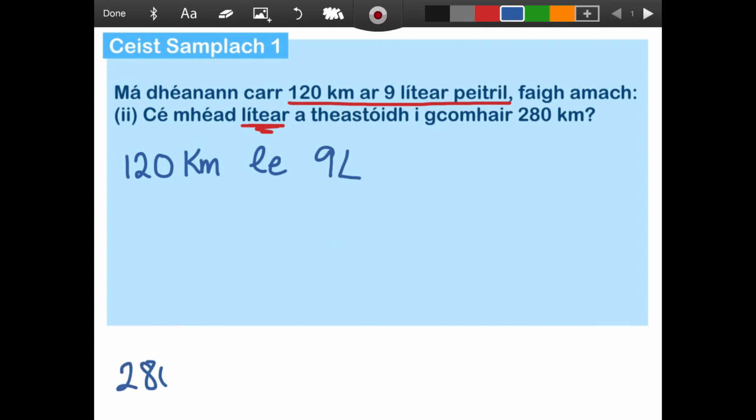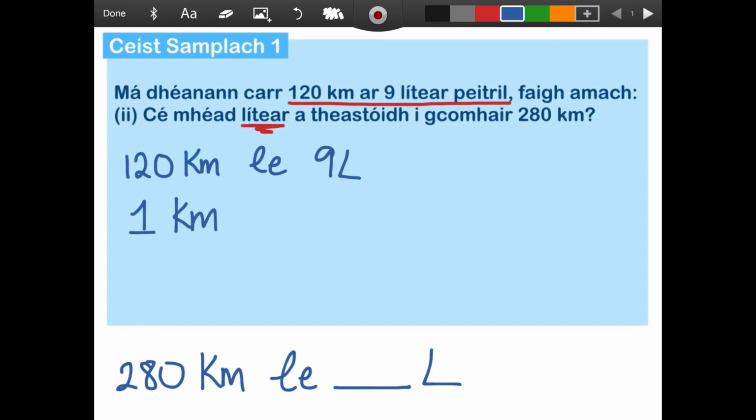And what I'm trying to find out is how many litres will be needed for 280 kilometers. The way I'm going to do that is first I'll find out how many litres are needed for 1 kilometre. If we need 9 litres for 120 kilometers, we'll need 9 litres divided by 120 for 1 kilometre.